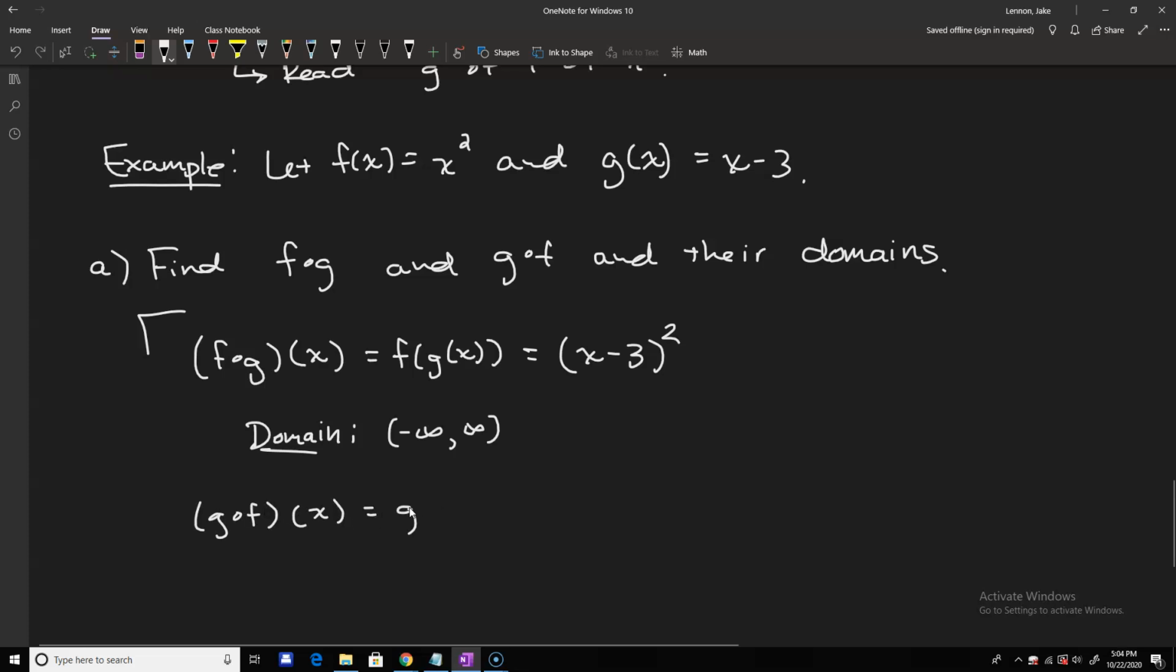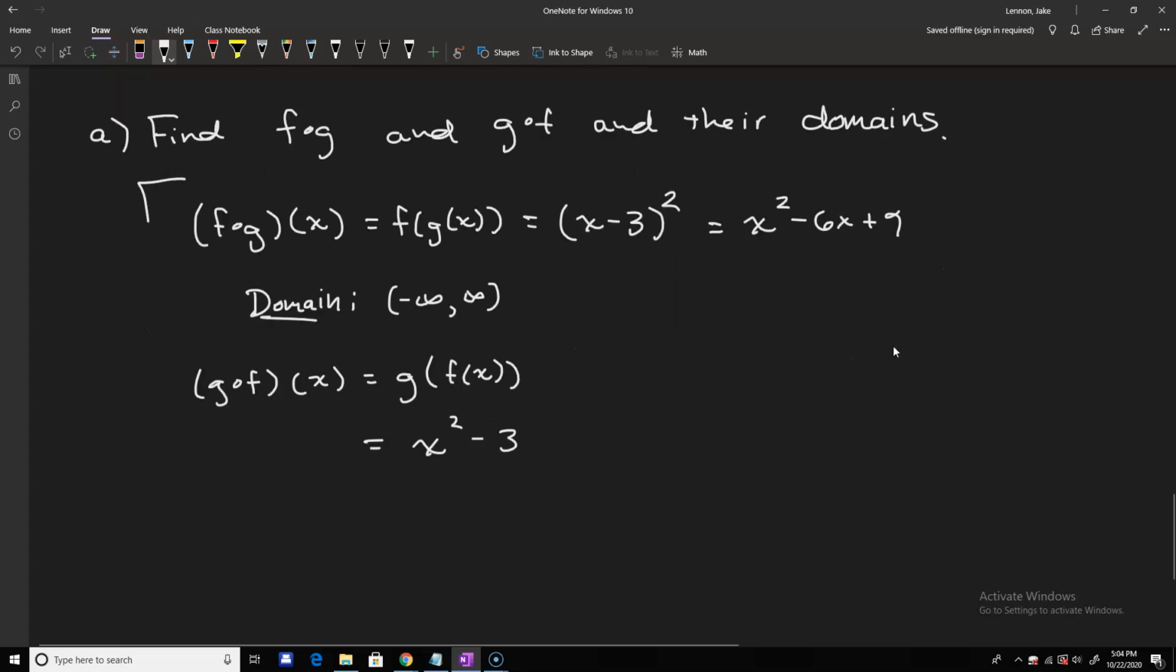So this one, we're plugging f as the input into g. So that just means anywhere we see x in the g of x formula, we're going to change that x to x squared. So this just comes out to x squared minus 3. So notice these two things are not the same. Of course, you would have to FOIL it out, but it would be x squared minus 6x plus 9 if you wanted to expand that polynomial.